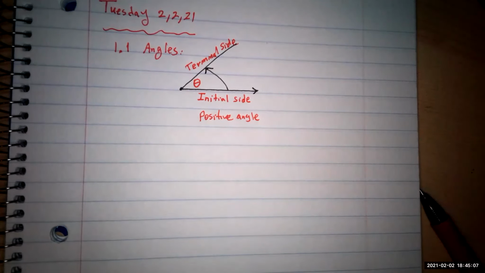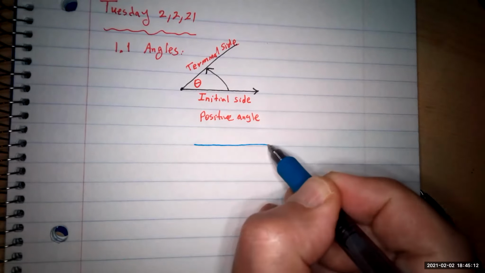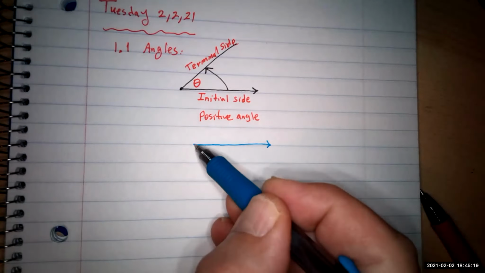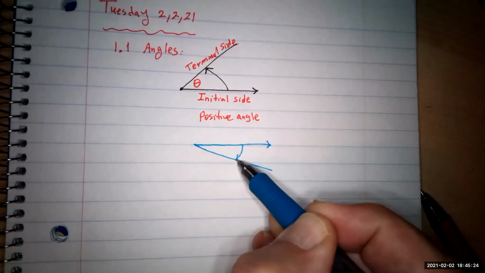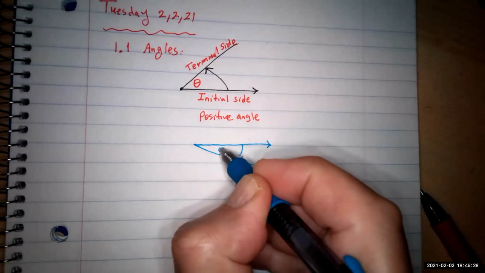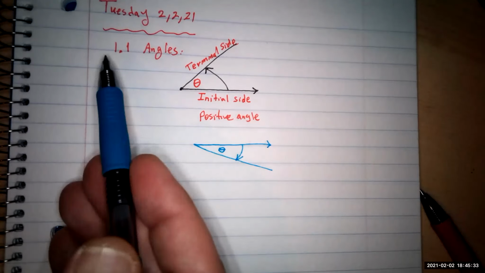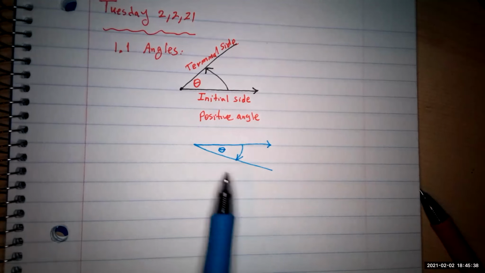If you want to check negative angles, this is going to be your starting point. What you do is the direction would be different. You go in this direction, and then you are going to have an angle here. So this would be a negative angle theta. If the direction is counterclockwise, it represents a positive angle. But if you change the direction, this would be a negative angle.